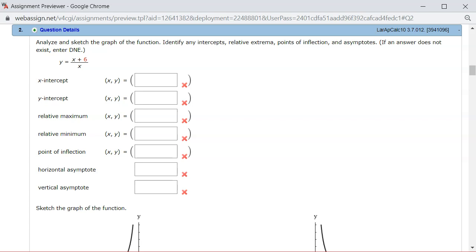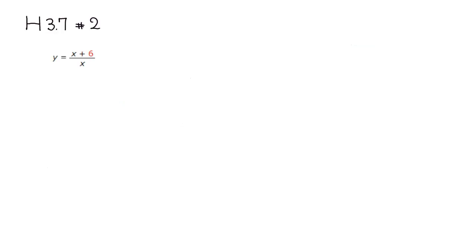All right, let's look at homework 3.7, problem number 2. We have this function, y equals (x plus 6) over x, and we want to find the x-intercept and the y-intercept. So let's do that. To find the x-intercept, we're going to set y equals 0.